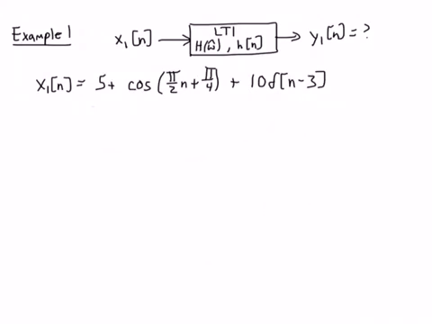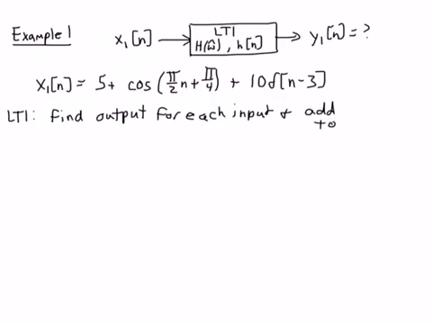Okay, so we know this system is LTI. The input is this x1 of n, and the output is y1 of n. So because it's LTI, we can find the output for each of these three inputs, and then add together, right? That's because it's a linear system. We can always split up the input into a bunch of pieces and solve the problem for each piece, and then just add them back together to get the overall result.